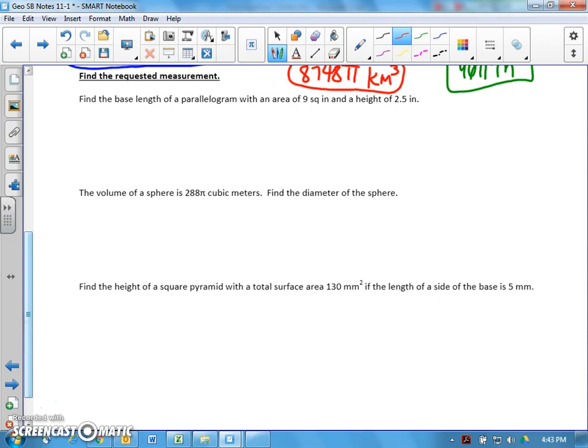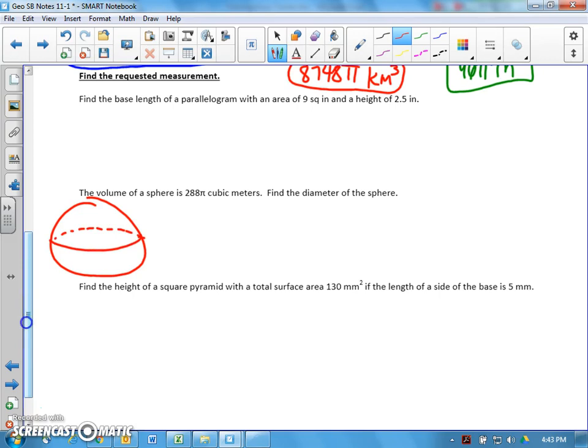We're going to actually start with the second one. I'm going to work you through that one step by step, and then I'm going to have you try the other two on your own. All right, so the volume of a sphere, so I'm going to draw a sphere, is 288 pi cubic meters.